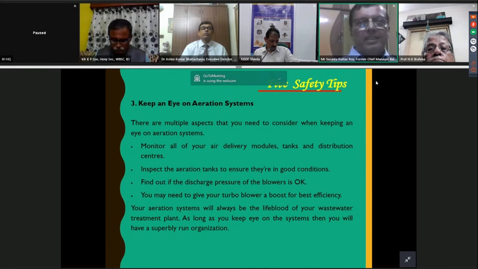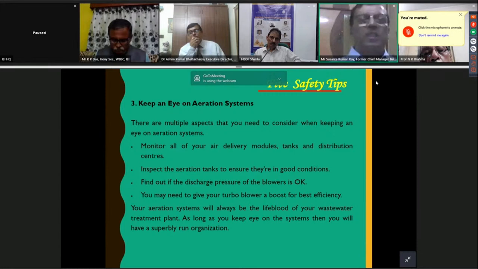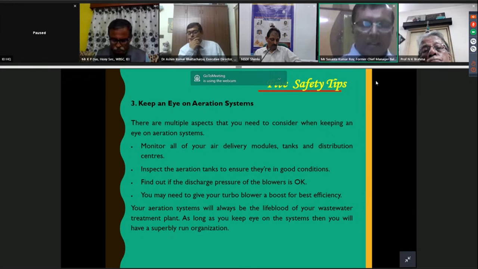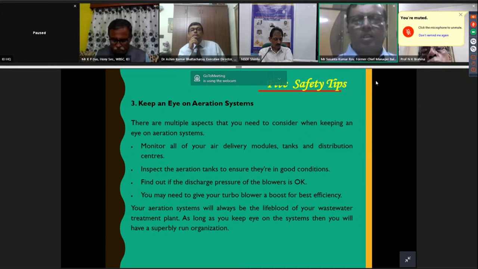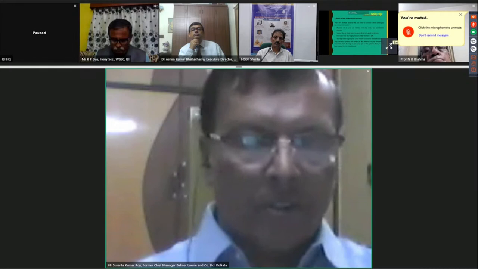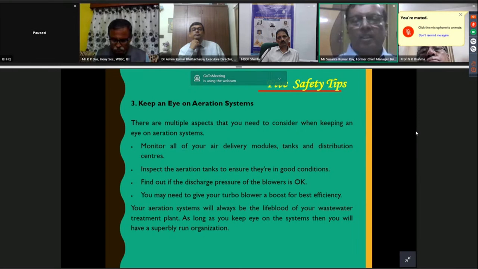Number three is keep an eye on the aeration system. This is very difficult and the most dangerous area. Monitor all of your air delivery modules, tanks, etc. Inspect the aeration tank to ensure it is in good condition, and check whether the discharge pressure of the blower is okay or not. Otherwise, there will be back pressure generation and an accumulation of gases and vapors. Then you may need to provide a turbo blower if required. Your aeration system will always be the lifeblood of your water treatment plant. As long as you keep your eye on the system, you can have a superbly thorough aeration.